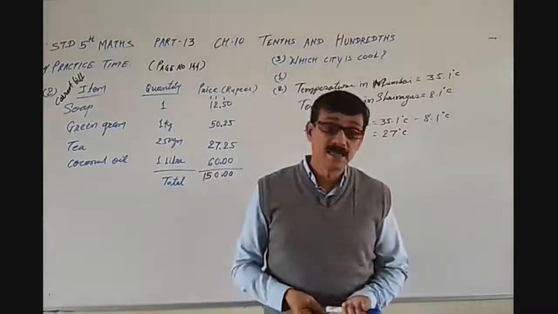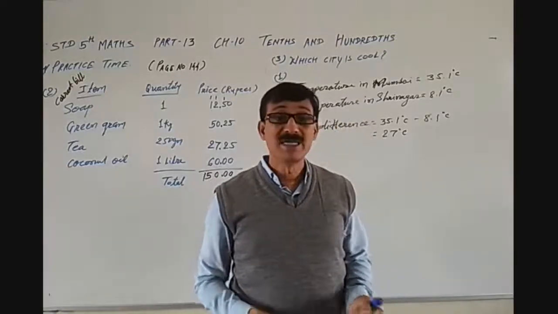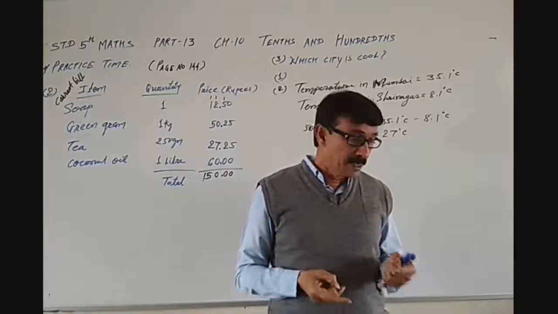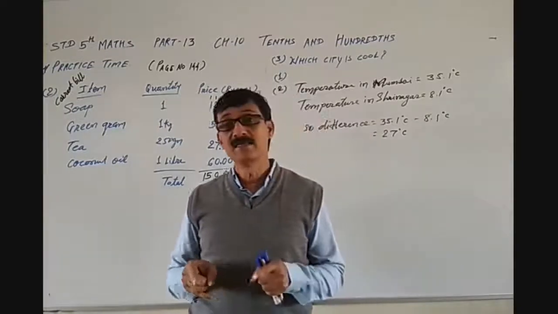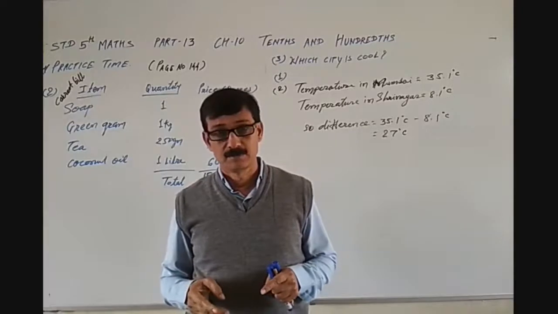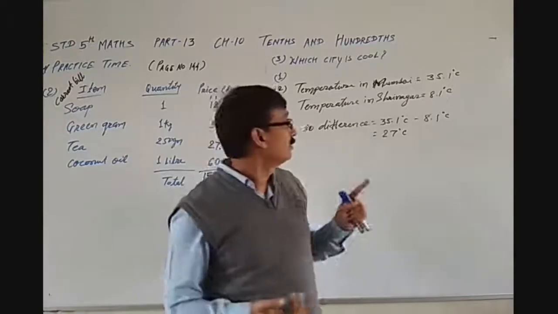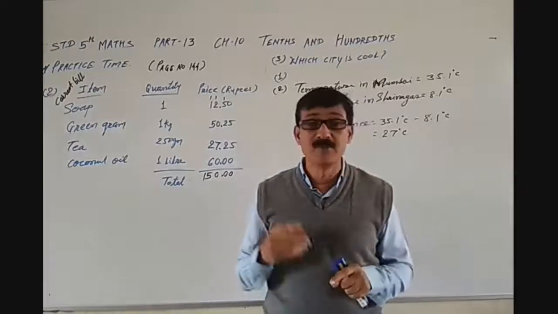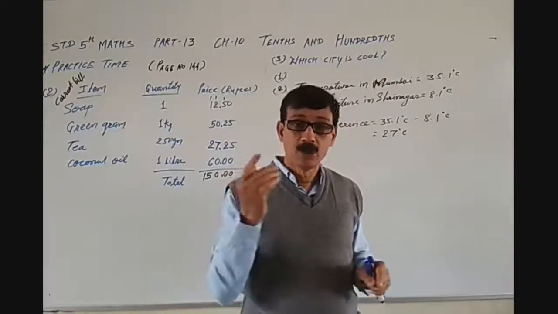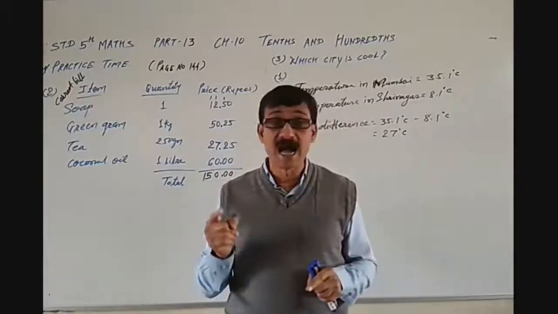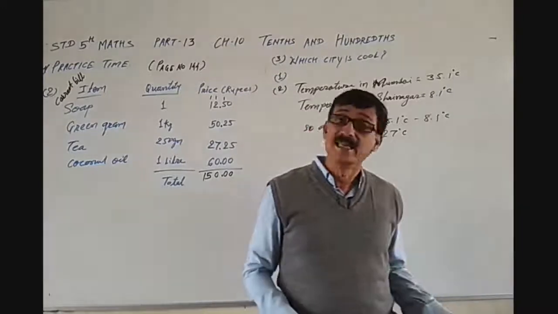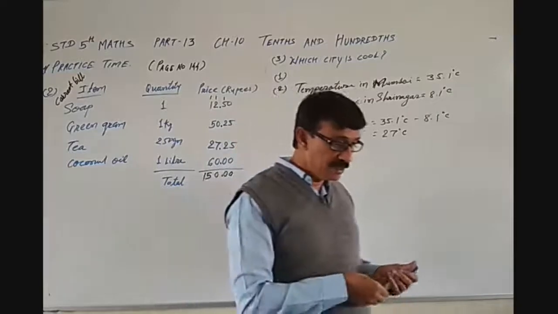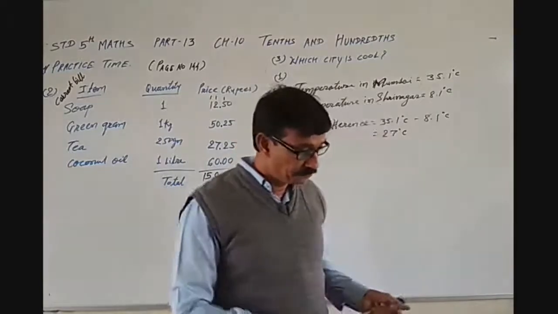The temperature in Mumbai is 27.0 degrees Celsius higher from that in Srinagar. The difference is 27 degrees. That is why the answer is: the temperature in Mumbai is 27 degrees higher from that in Srinagar. That could be the answer. Now let's go for the third one.